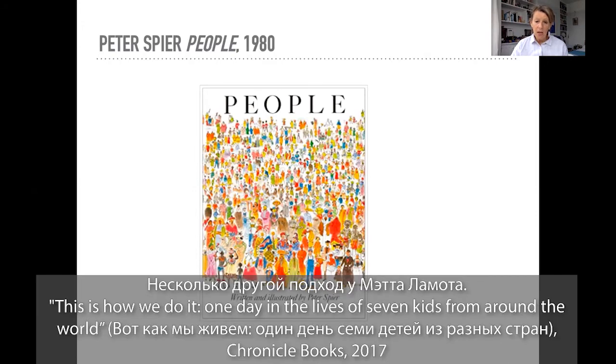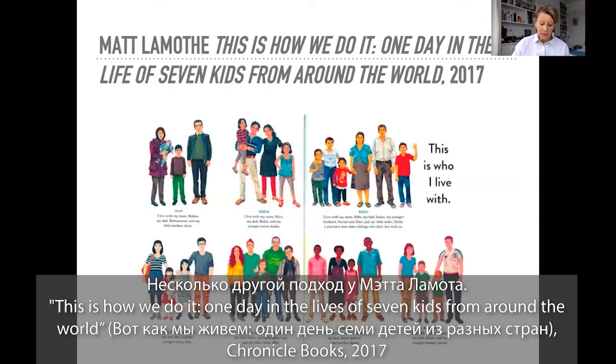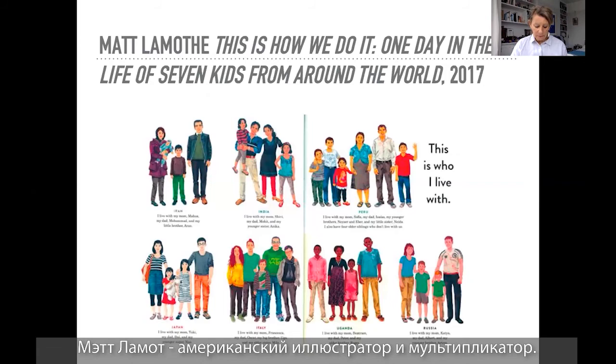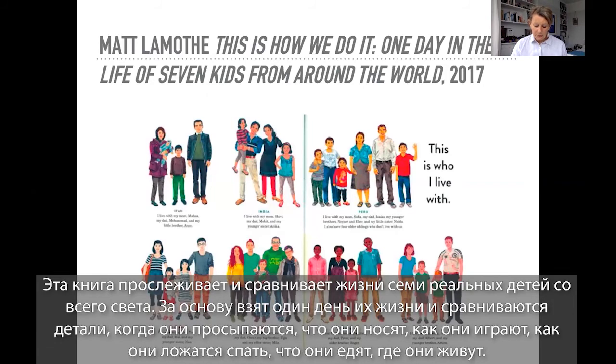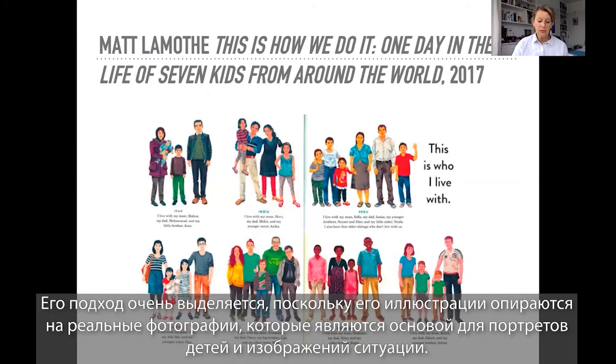A rather different approach is in Matt Lamothe's This Is How We Do It, One Day in the Lives of 7 Kids from Around the World, published in 2017. Lamothe is an animator, and this book follows and compares the lives of 7 real children from around the world. It takes a single day in their lives and compares details of when they wake, eat, go to school, and so on.